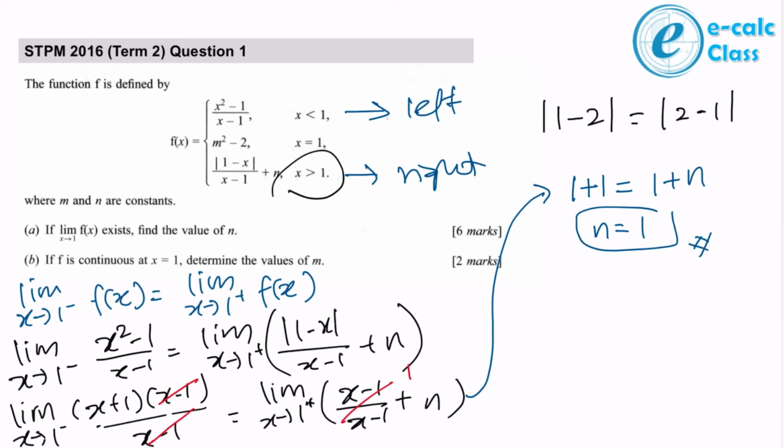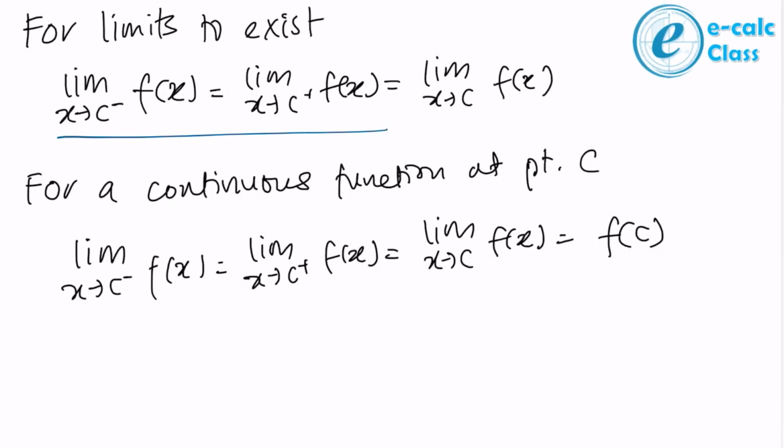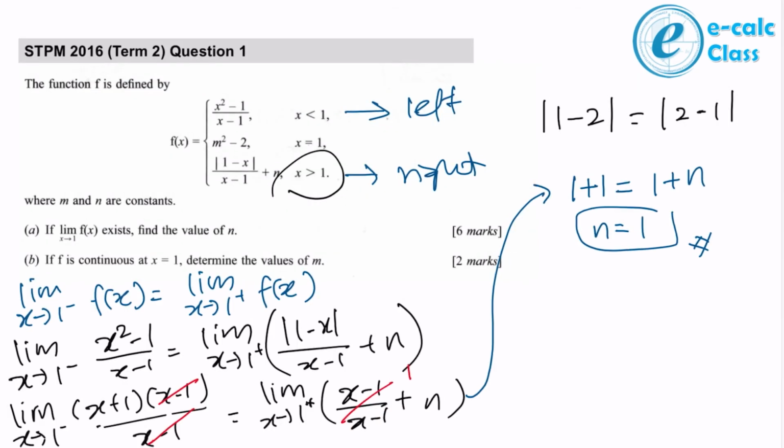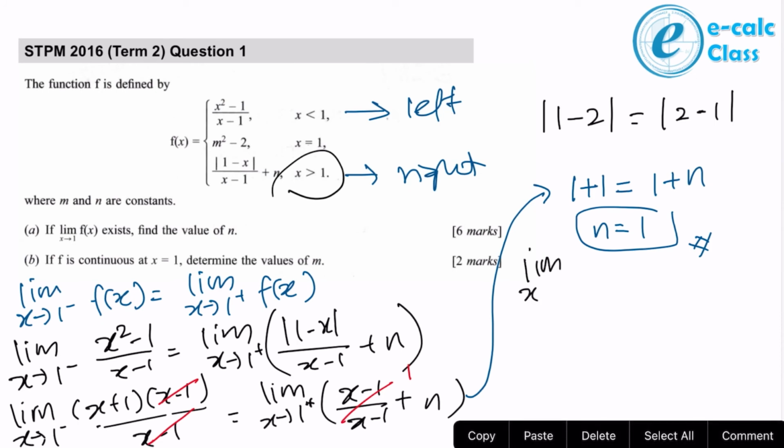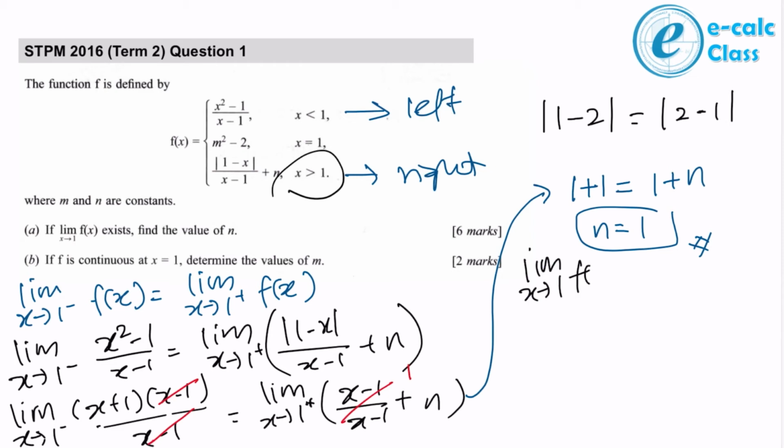Then if f is continuous at x equals 1, determine the value of m. Remember, for a function to be continuous, your limit has to be equal to the value when you plug in c into the function. So you write the limit as x approaches 1, and you already showed that from the left and from the right are the same, so it exists. Then f of 1.